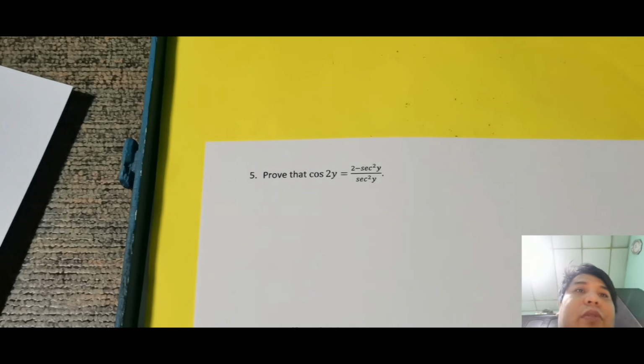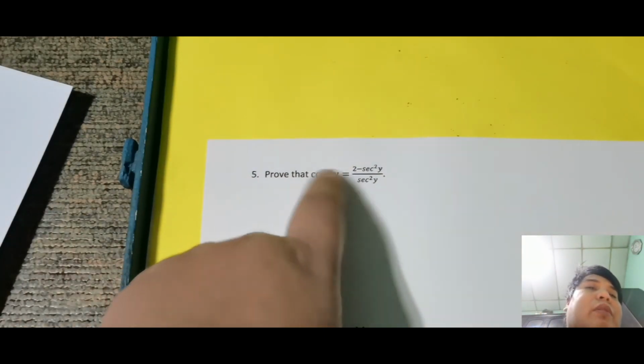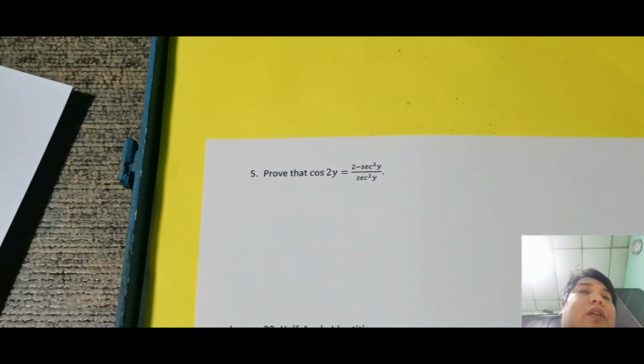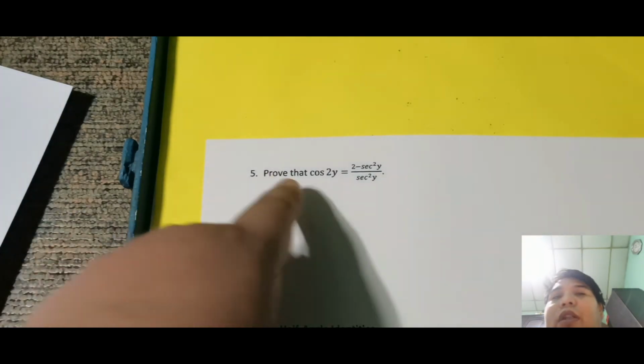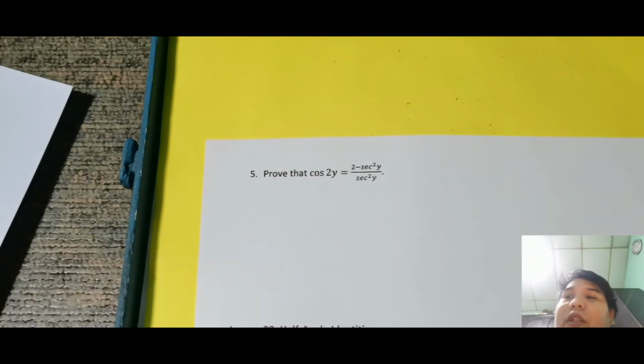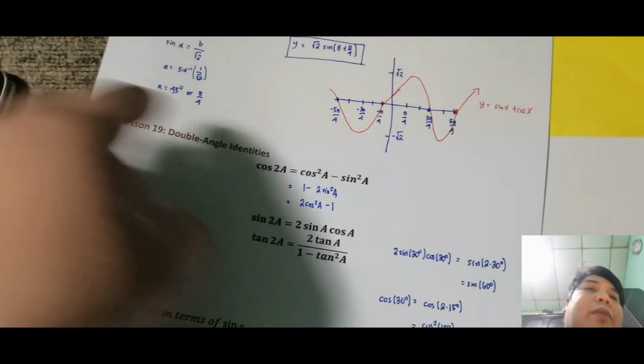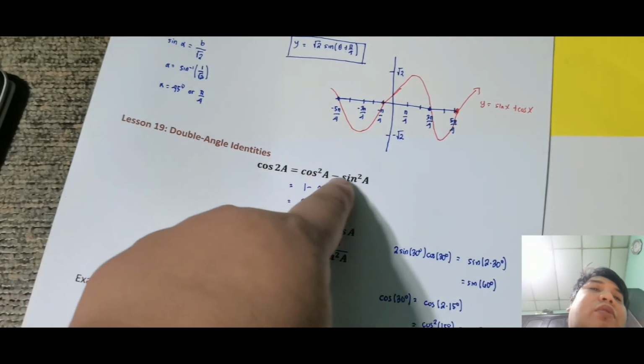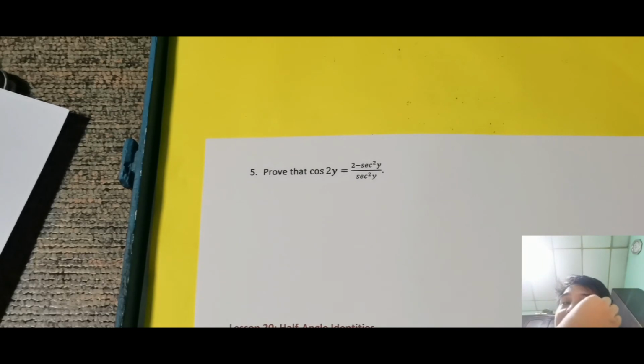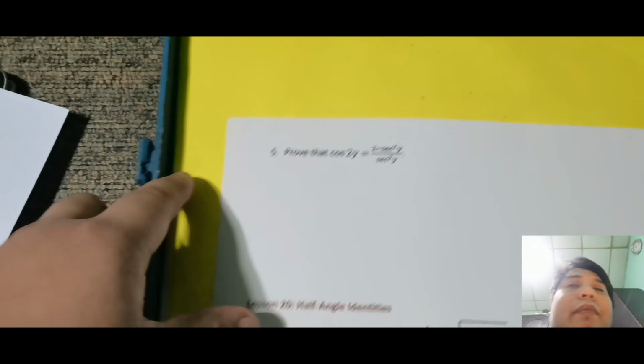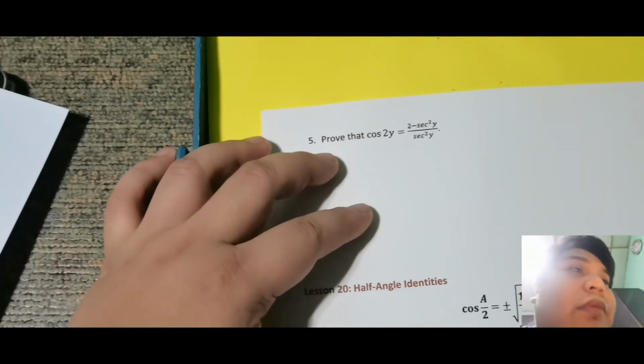Okay, so next for number 5, prove that cosine 2y is equal to 2 minus secant squared y over secant squared y. So in this case, obvious na mas complicated tong part na to kasi nagkaroon pa ng denominator, samantalang yung cosine 2y is puro ganyan lang. Kumbaga parang ang complicated kung ganun yung gagawin natin. So ang gagawin na lang ni sir is just mag-work ako dun sa right side, baka mapunta tayo dyan. Okay, so check natin. To prove.